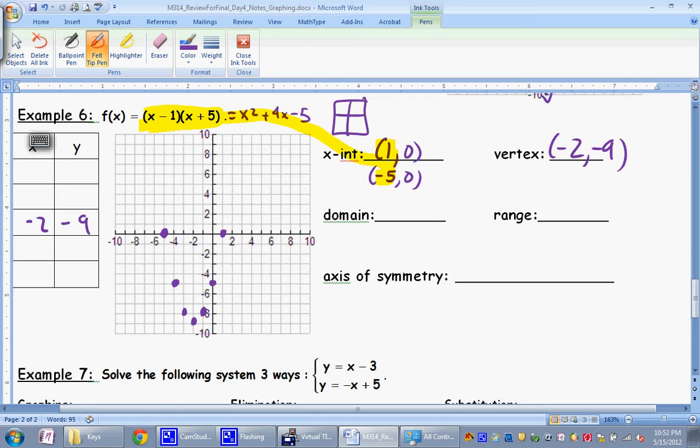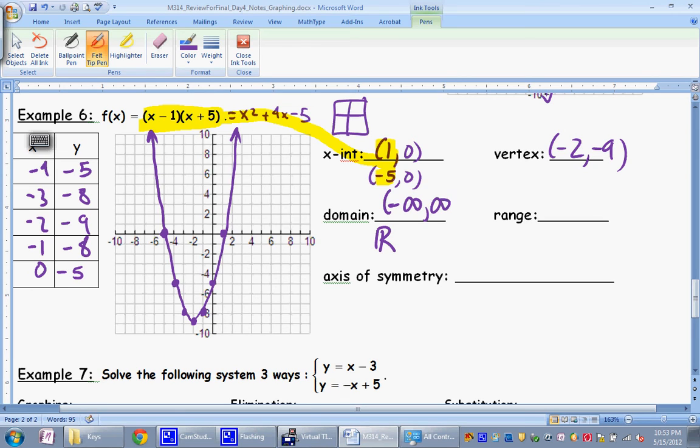You could throw some extra points into here. Negative 1, negative 8, 0, negative 5. In the other direction, negative 3, negative 8, and negative 4, negative 5. For your domain, this is a parabola, and vertical parabolas, their domain is always, always, always all real numbers. So negative infinity to infinity.